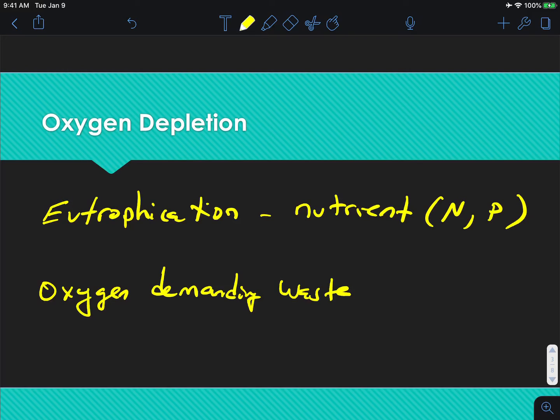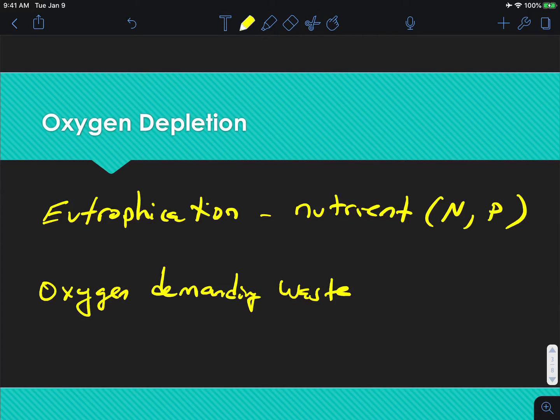But the big problem comes as those algae die, because they have a short lifespan, just like bacteria. As they die, bacteria feed on their dead bodies, because they're little packets of great treats for them, right? They're just organic, nutrient-rich materials, food for them.